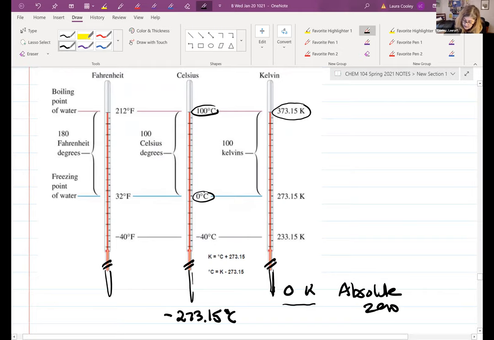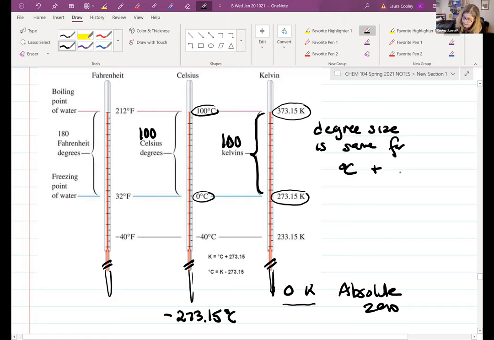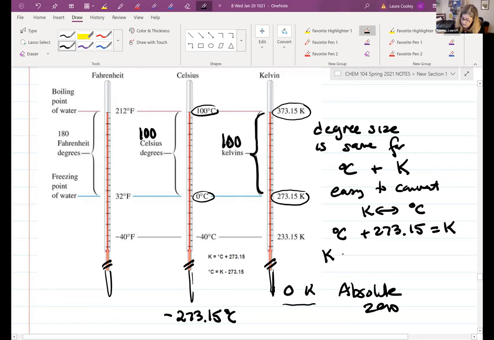And the melting point is zero, as we know, 0 degrees C, and that's 273.15 Kelvin. So the number of degrees between the boiling point and the melting point of water is 100 for Kelvins, and it's 100 for degrees C. So what that basically says is that the degree size is the same for degrees C and for Kelvin, which is why it's so easy to convert back and forth. So from Celsius to Kelvin, you simply take the degrees C and add 273.15 to get Kelvin, or you take Kelvin, subtract 273.15 and you get degrees C.